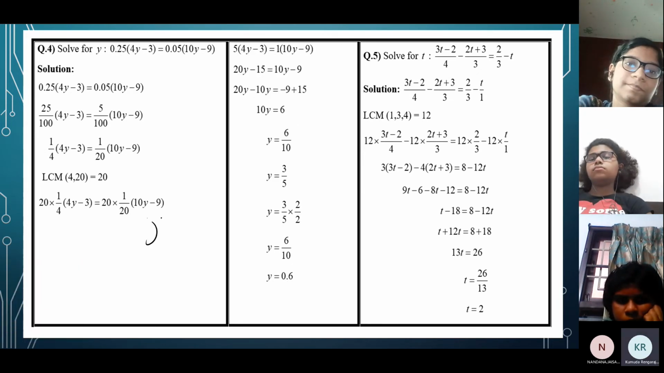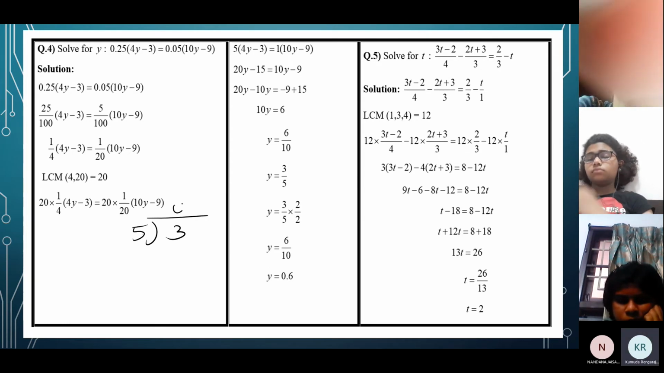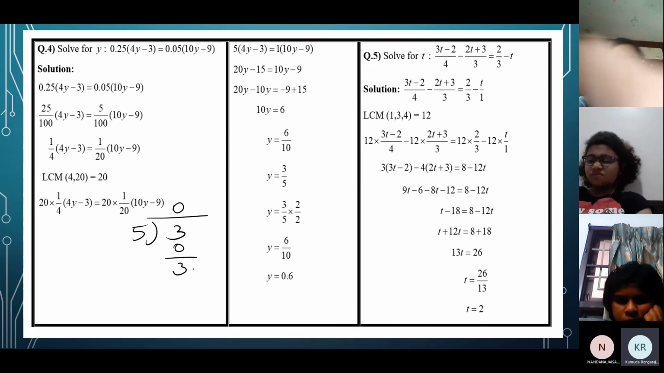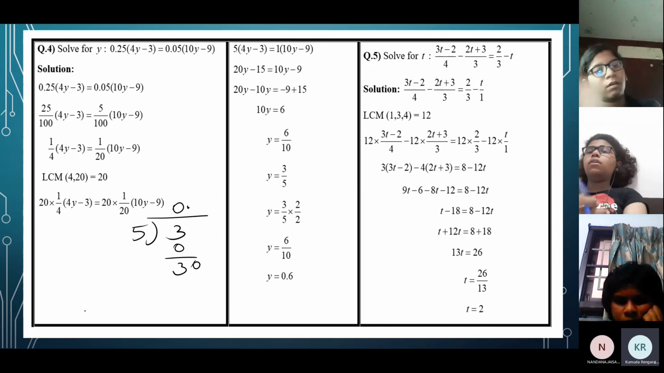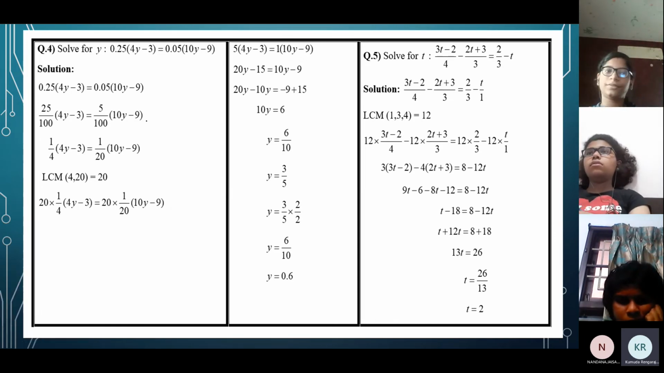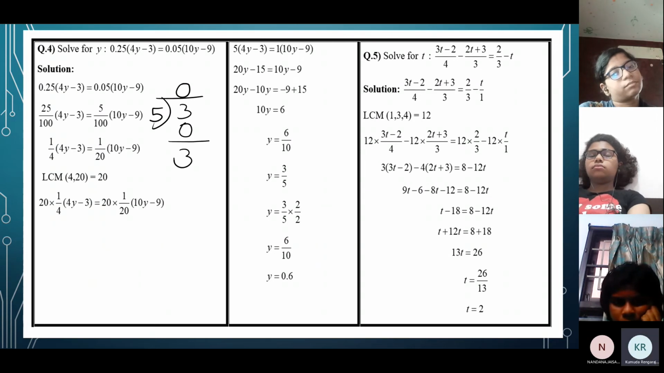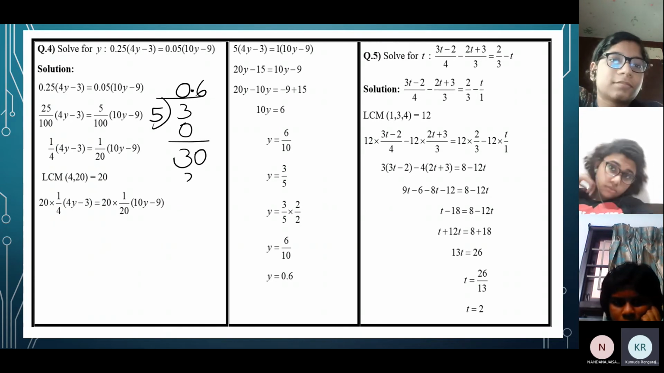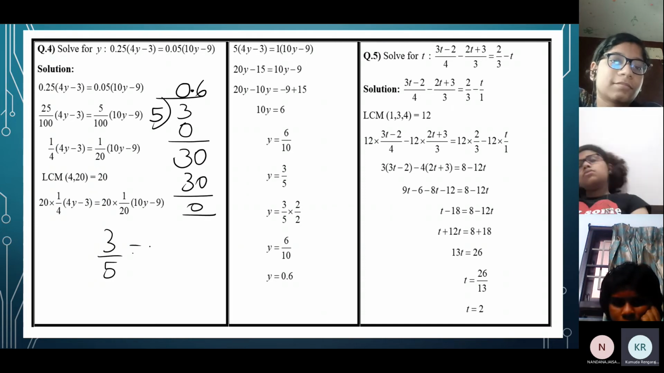You can divide 3 by 5. 5 zeros are 0. 3 is the remainder. Keep a point, add a 0. You know the decimal division, right? Let me do it slowly. 3 by 5. 5 zeros are 0. 3 is the remainder. Keep a point, add a 0. 5 sixes are 30. So the decimal representation of 3 by 5 is 0.6.